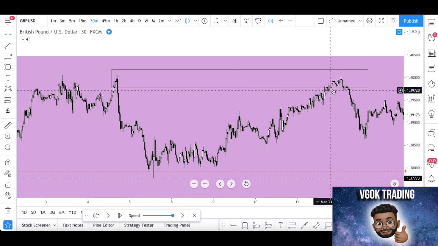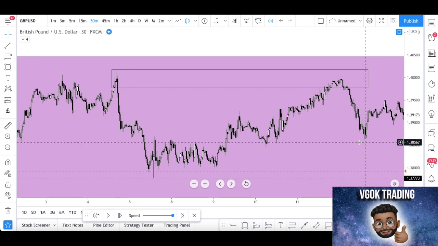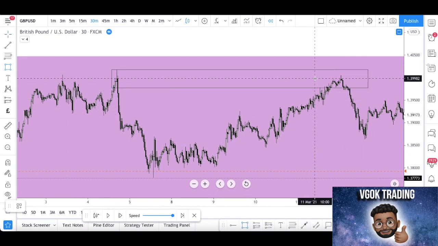Right there, we get positive movement away in our point of interest. So then we have arguments for selling off of this sort of area. You know, we've got a clean area of imbalance and inefficiency of price right in there.